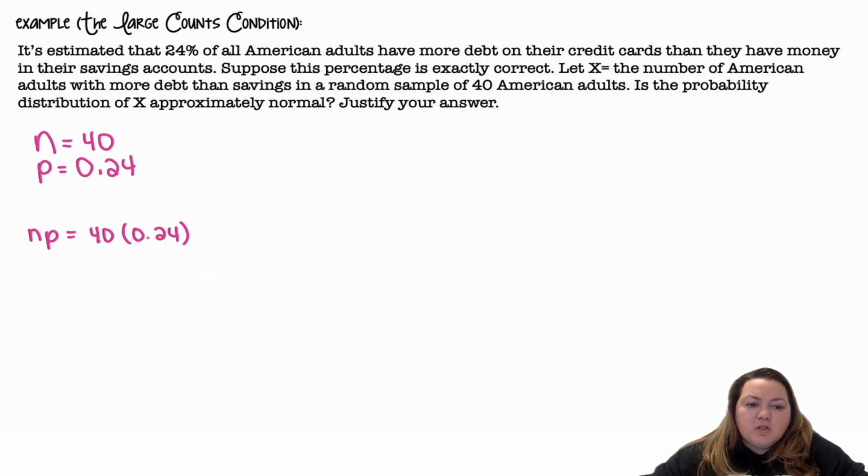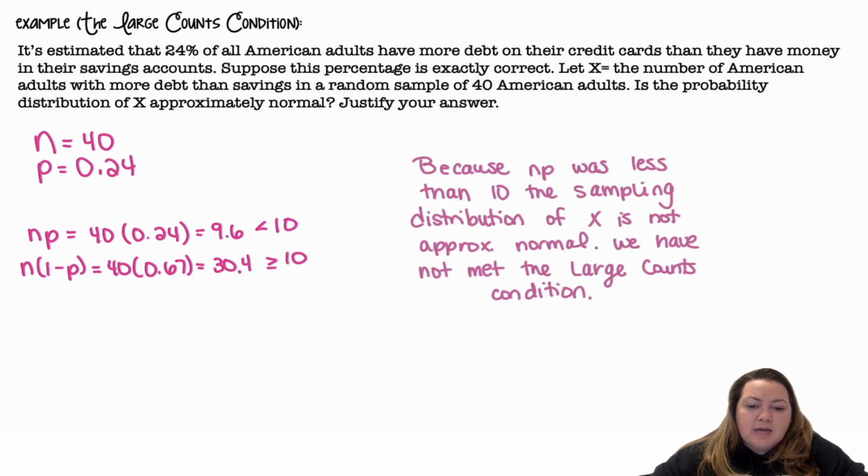I'm checking if it's normal, so I'm going to check the large counts condition. N times p, 40 times 0.24 gives me 9.6. N times 1 minus p, 40 times 0.76 gives me 30.4. Well, 9.6 is not greater than 10, so because n times p is less than 10, the sampling distribution of x is not approximately normal, and we have not met the large counts condition.